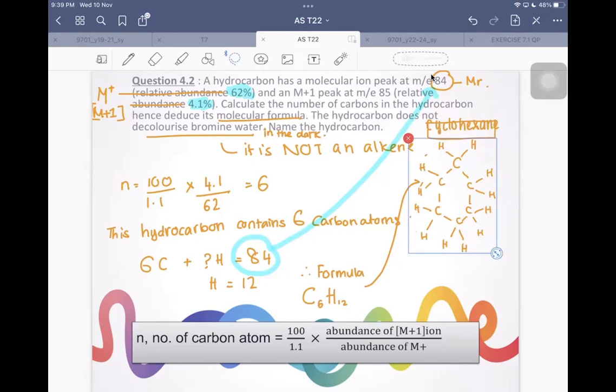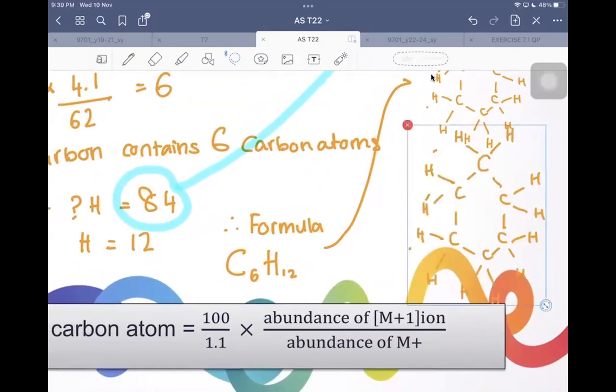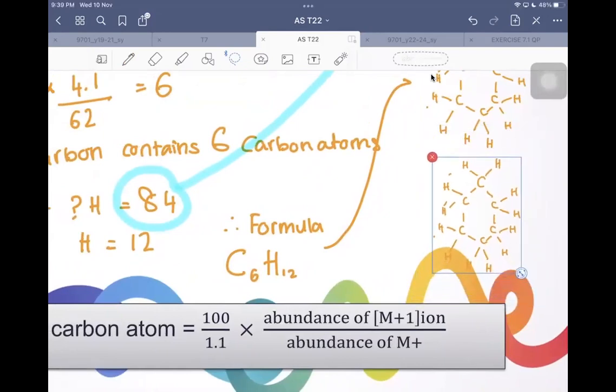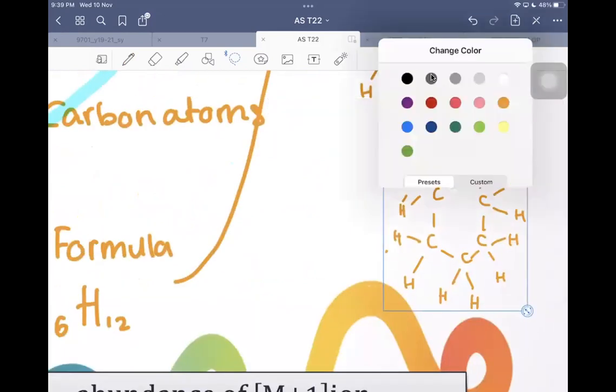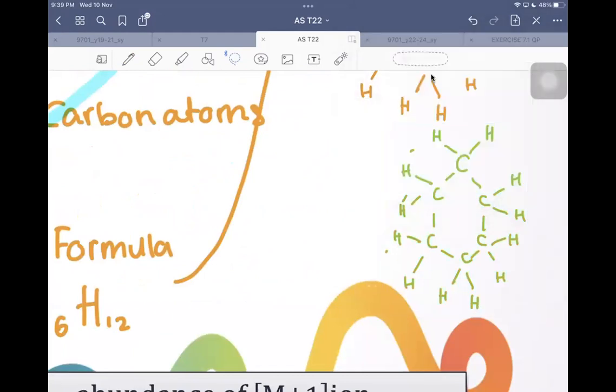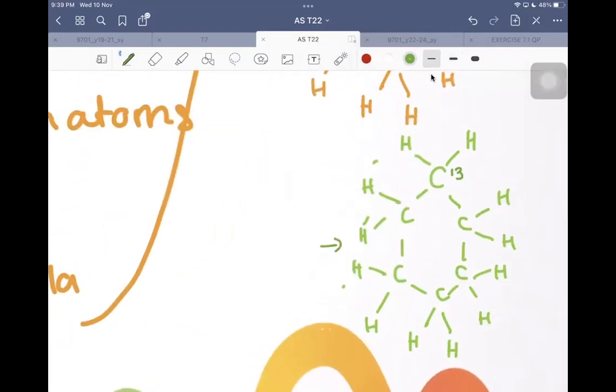So if I copy that down, what is the species responsible for the peak at 85? Basically it is similar, I'll change the color to green, except that one of the carbons is carbon 13. Okay, so if I add a plus sign to it, this is the molecule that is responsible for the peak at 85 mass to charge ratio.